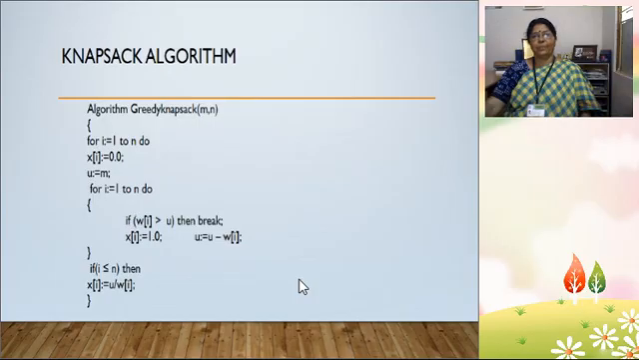Hope you understood the algorithm for solving the knapsack problem using greedy strategy. We'll discuss other algorithms which could be solved using greedy strategy in the next session.